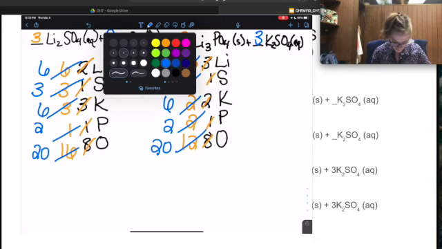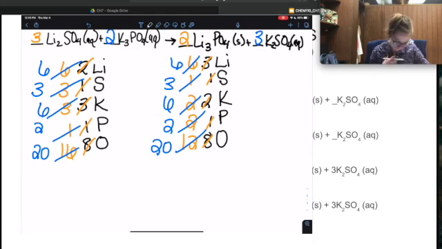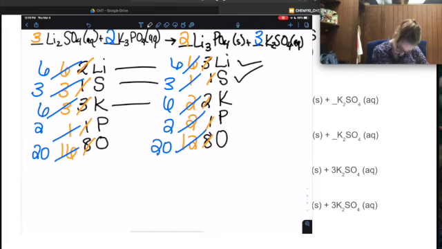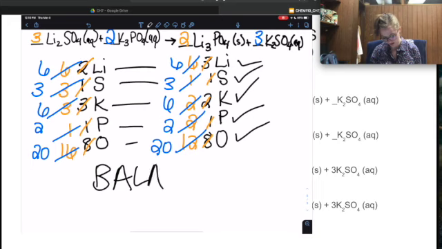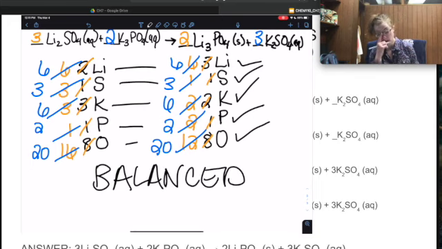So once I've done this, if I check out what I'm left with, looks like I've got 6 lithiums in both cases, checks out. Looks like I'm left with 3 sulfurs, each checks out. Looks like I'm left with 6 potassiums on both sides. Looks like I'm left with 2 phosphoruses on both sides and 20 oxygens. So I would say this is balanced. So our final equation is with these coefficients as what you see on the screen here.